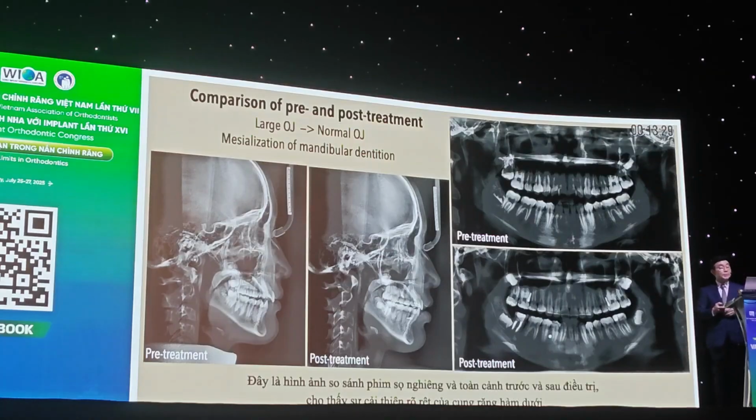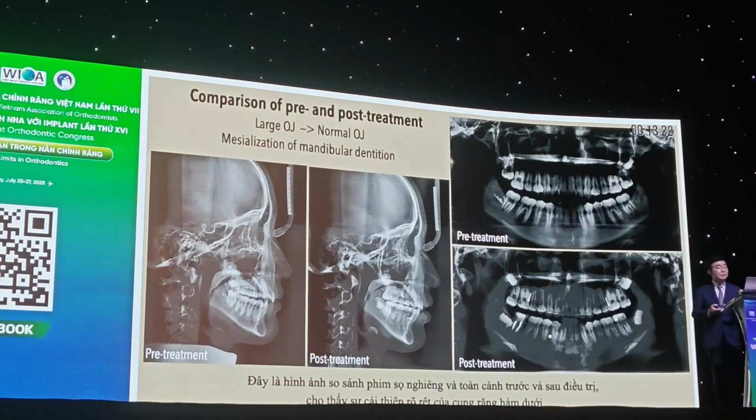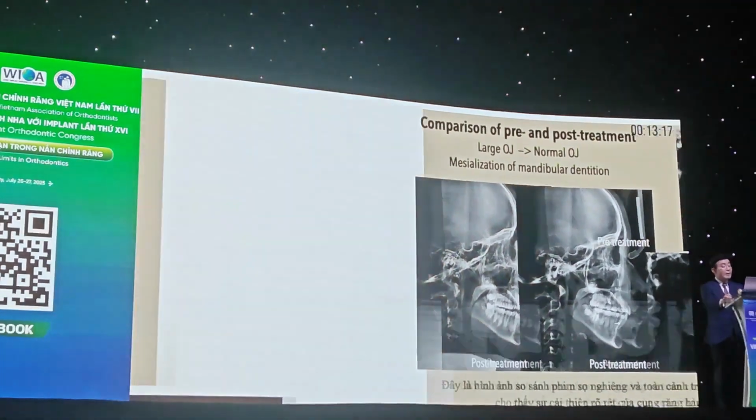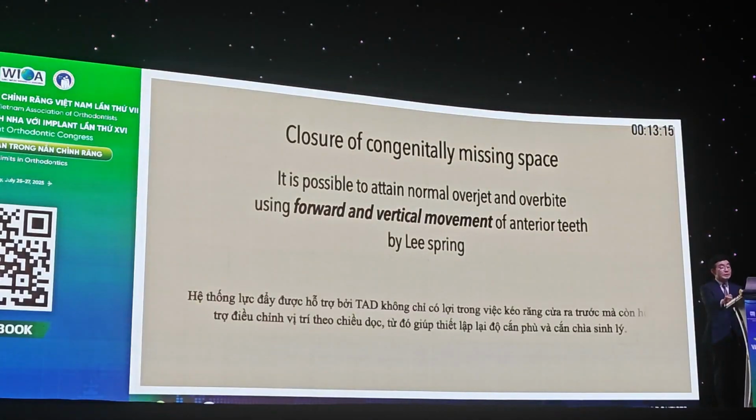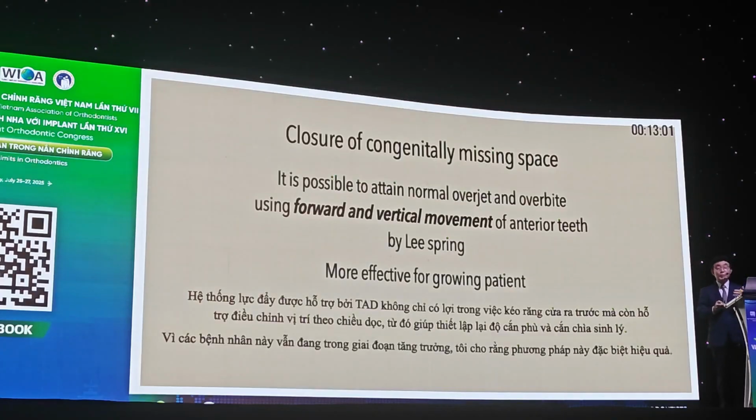Here is a comparison of the cephalometric and panoramic radiography before and after treatment, demonstrating remarkable improvement in the mandibular dentition. The TAD-supported pushing pulse system is beneficial not only for advancing the incisors, but also for vertical positioning, facilitating the establishment of the normal overbite and overjet. Given that these patients were still in their growing phases, I believe this approach proved particularly effective.